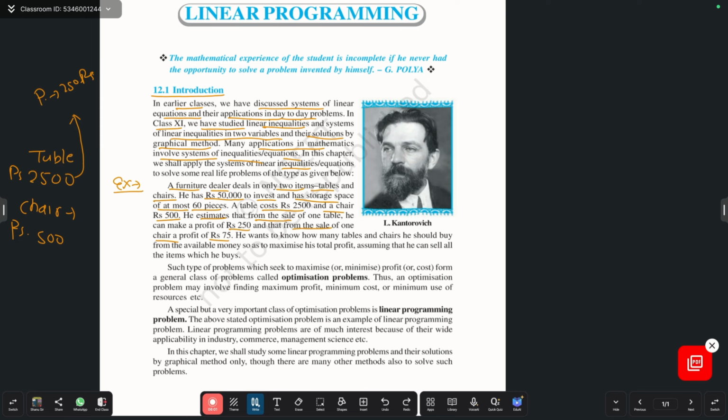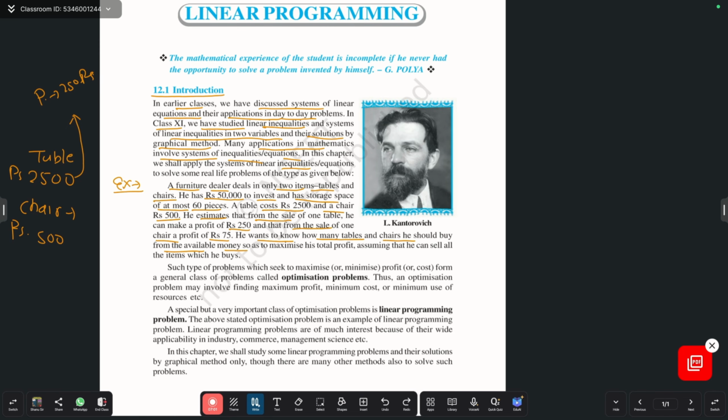And now you are thinking, I have to maximize my profit to grow my business. The obvious question is: how many tables should I purchase and how many chairs should I purchase, so that after selling, the profit is maximum. So the actual problem is how many tables and chairs you should purchase so that profit is maximum. Correct, no? So this can be done by using linear programming problems.